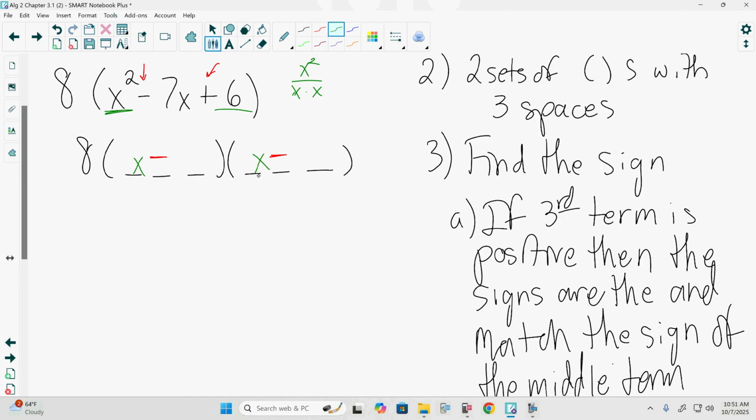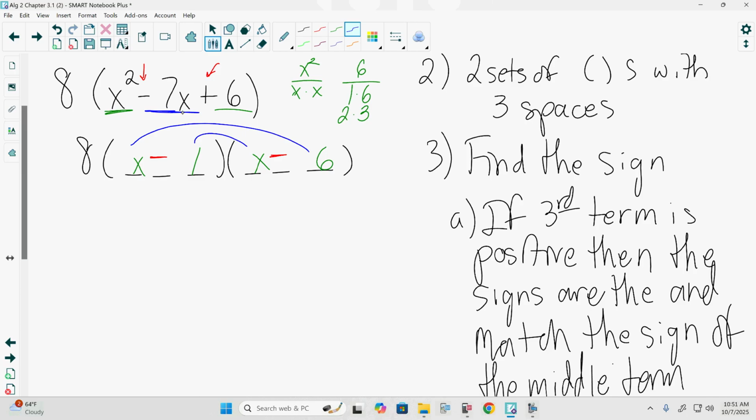Now, since it's part of the factors of the first term, we're going to put those factors in the first space in either set of parentheses. Now, factors of 6. We have 1 and 6 or 2 and 3. At this point, we need to pick one of those sets of factors to try first, and then we can check and make sure we got it right. We can do 1 and 6 and check it first, because the middle term we're wanting to get is negative 7x.